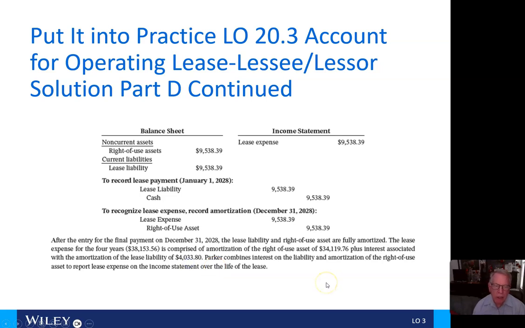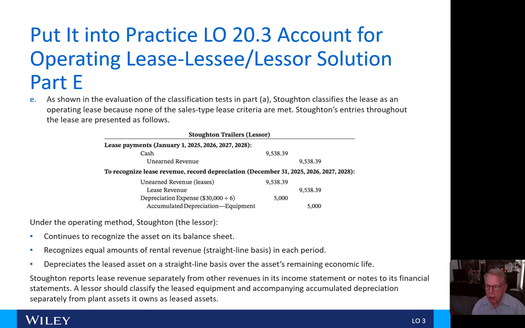So Parker combines interest on the liability and amortization of the right-of-use asset to report its lease expense on the income statement over the life of the lease. Now, as we go on to part Echo here, as shown on the evaluation of the classification test in part Alpha, Stroughton classifies the lease as an operating lease because none of the sales type lease criteria are met. Stroughton entry throughout the lease are presented as follows.